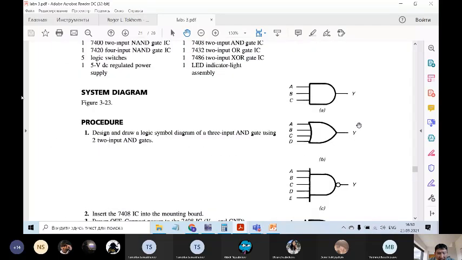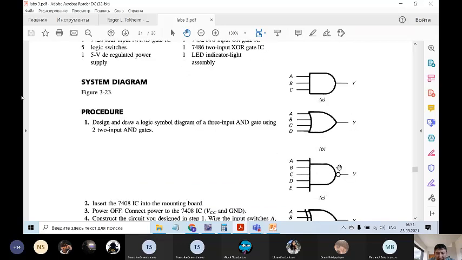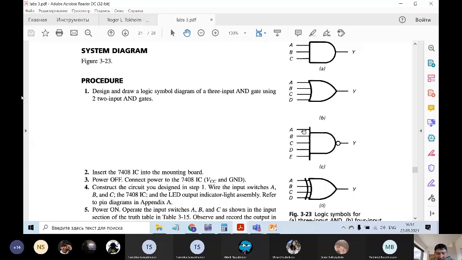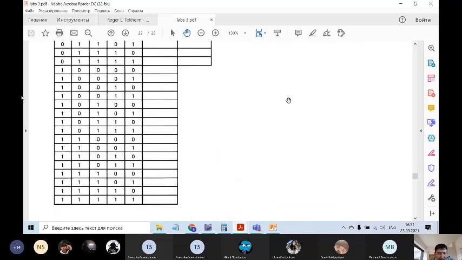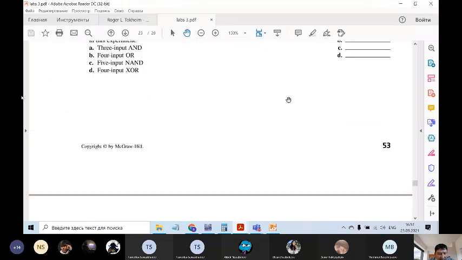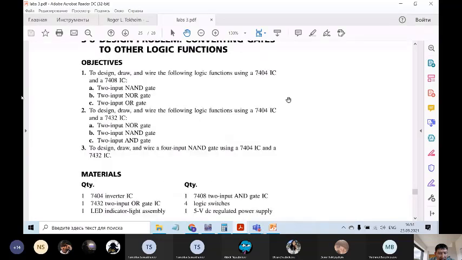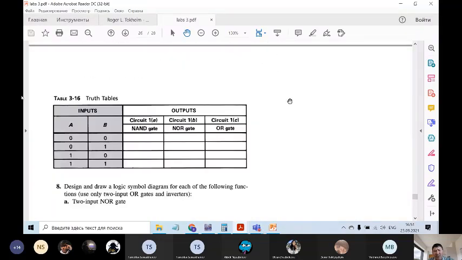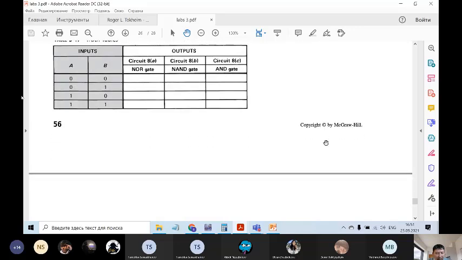But also in Multisim, you will have ready this kind of NAND with 5 inputs. Then the design problem: converting gates to other logic functions. These last two are maybe more difficult than the previous ones.